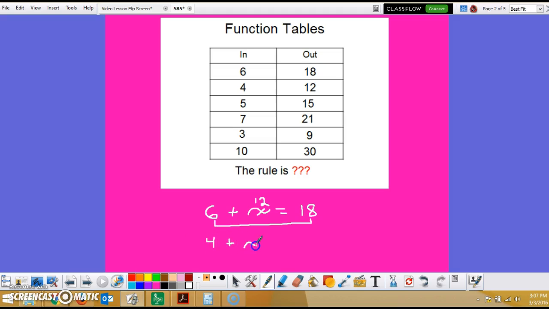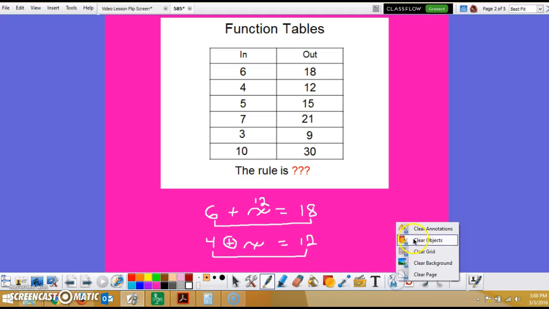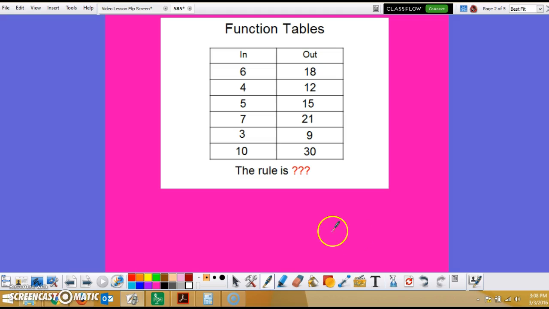So 4 plus a variable will get me 12. Again, use algebra. Take the information that you know and do the inverse operation, the opposite operation. 12 minus 4 is going to get me 8. So it can't be plus 12, because even though 6 plus 12 gets me 18, 4 plus 12 is not going to get me 12. So that means it has to be multiplication.